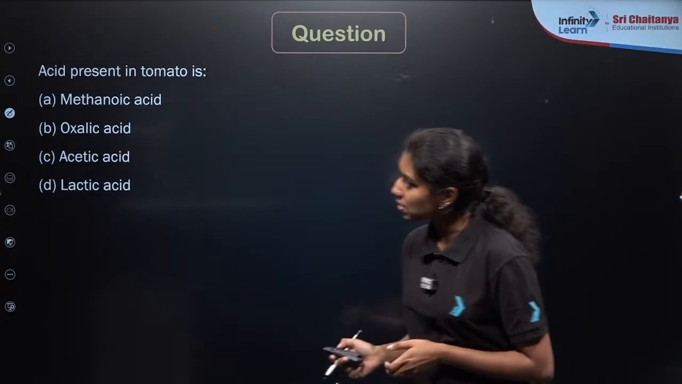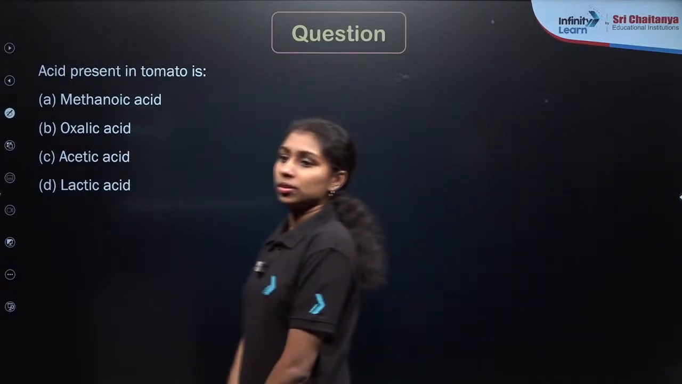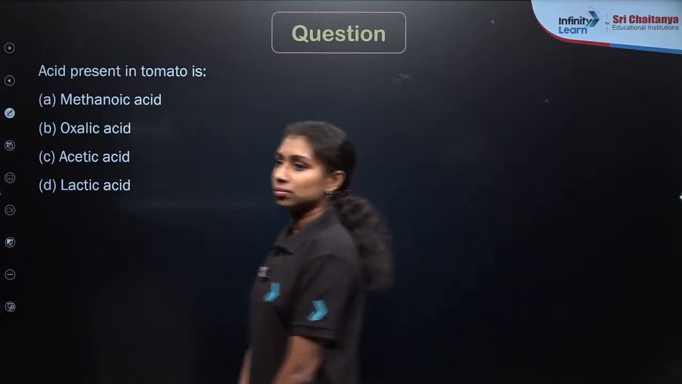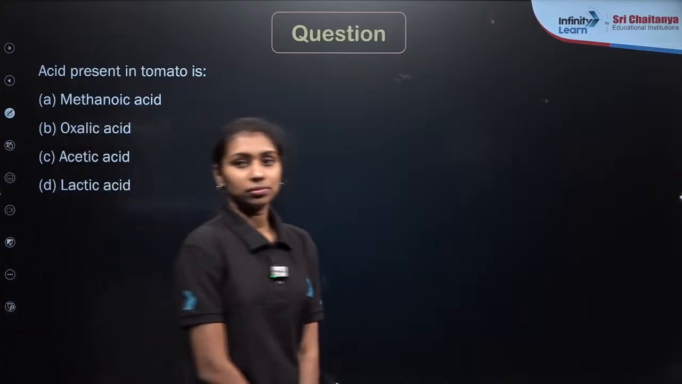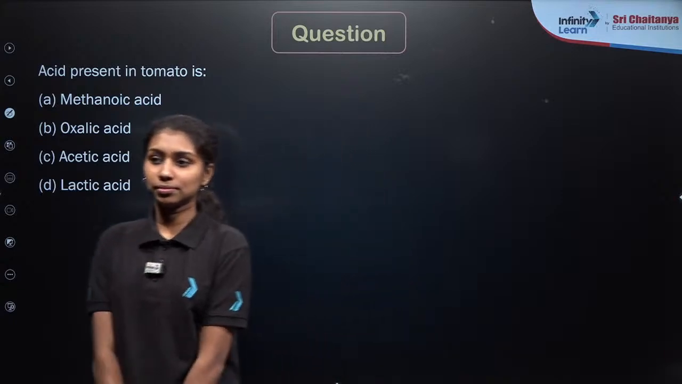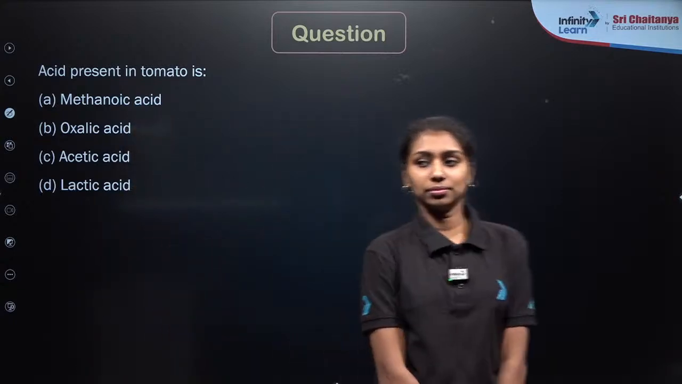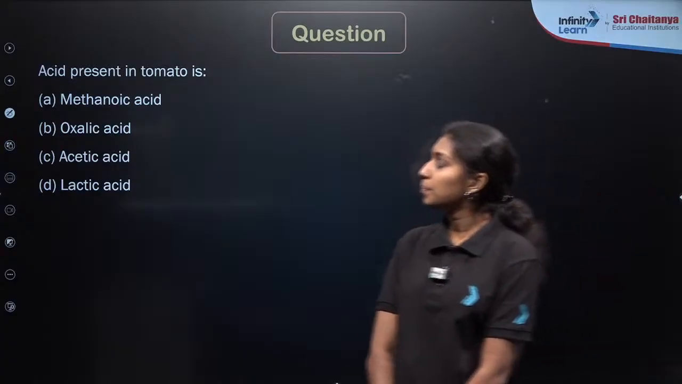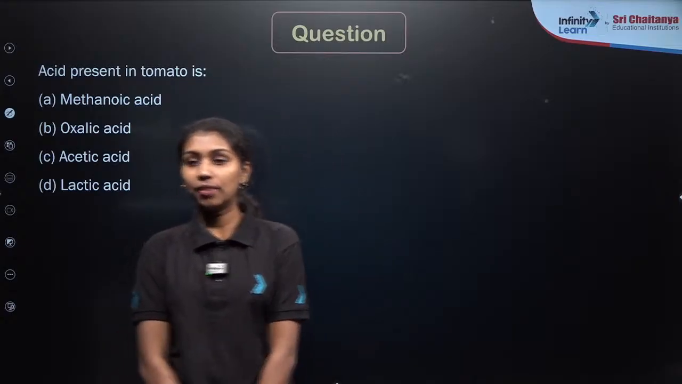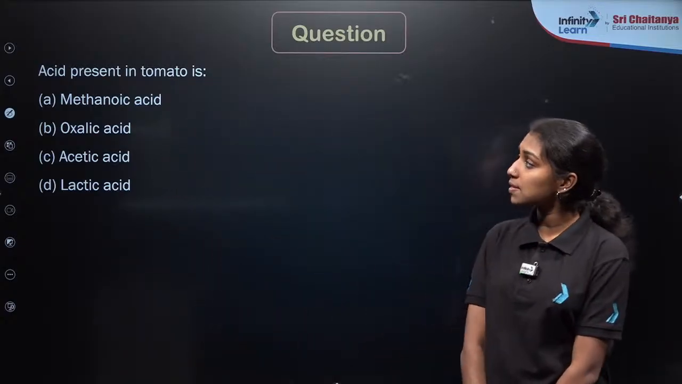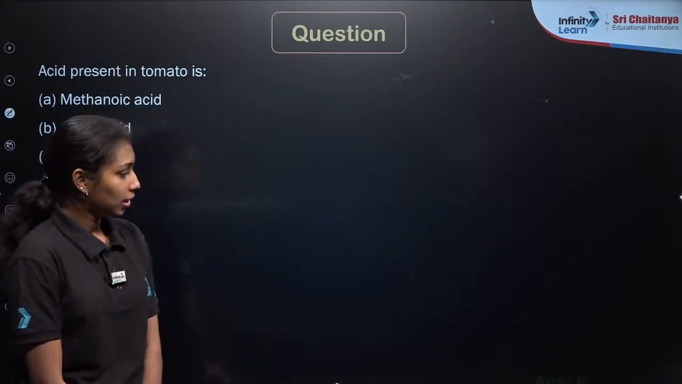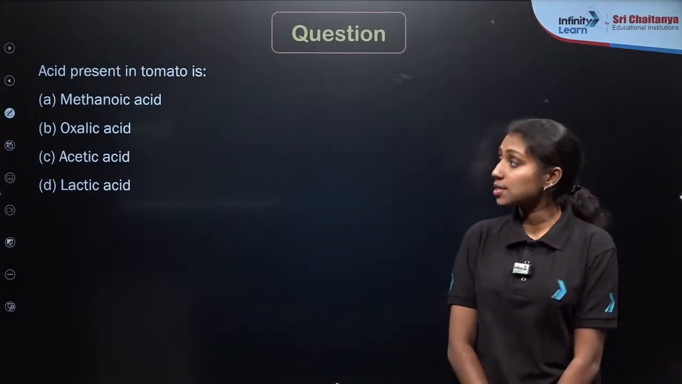Okay, now let me move to the next question. The question is, the acid present in tomato is? Four options are given here: methanoic acid, oxalic acid, acetic acid and lactic acid. What will be the answer for this question? Which is the acid present in the case of tomato? Okay, most of you are giving me the answer as option B. Yes, option B is the correct answer, that is oxalic acid.